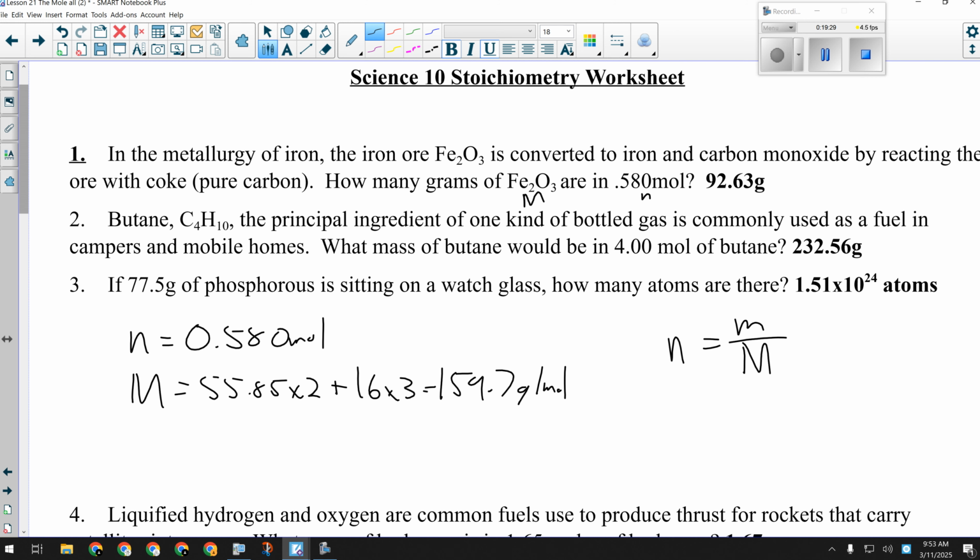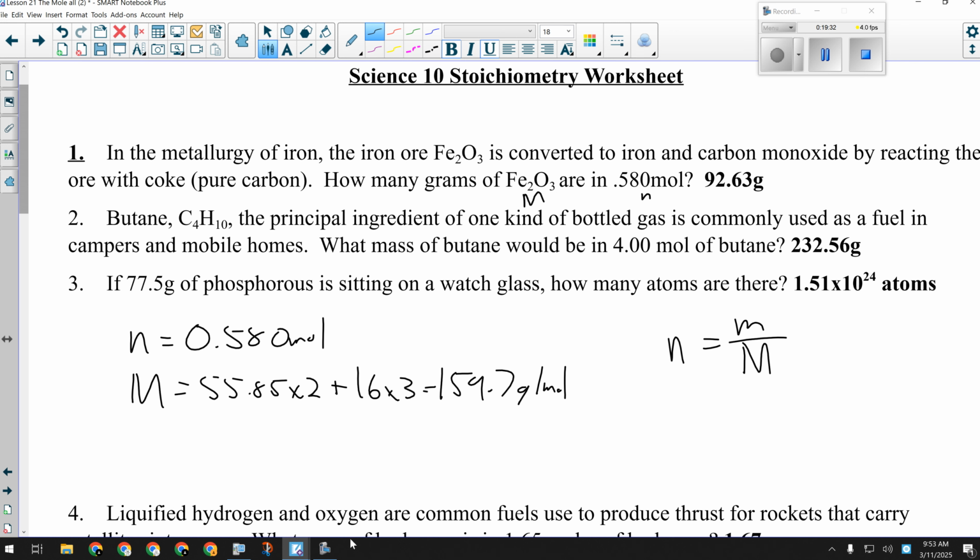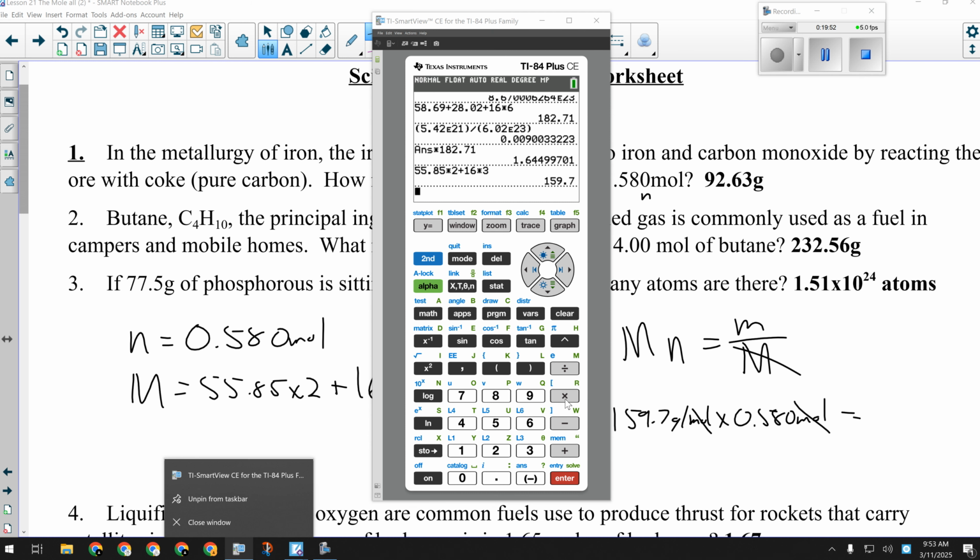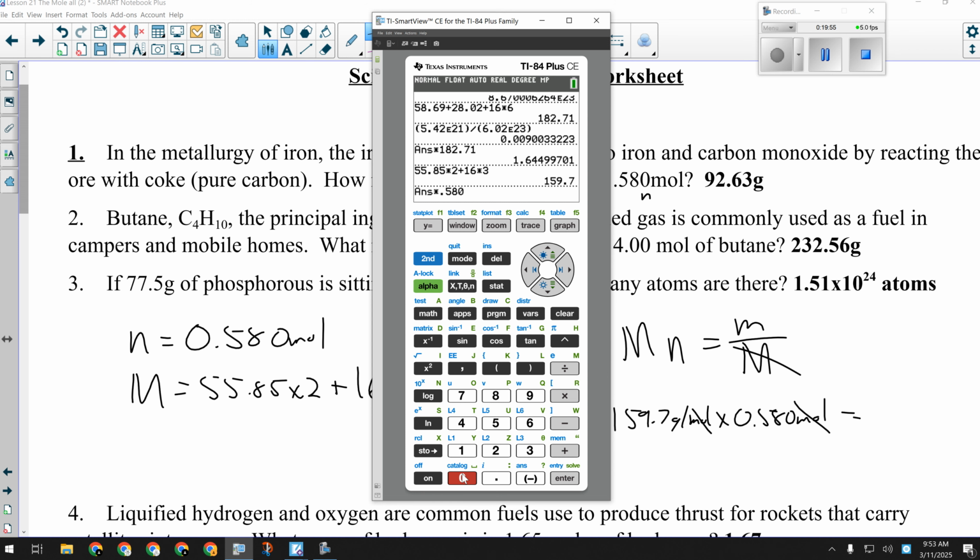All right, so I've got N and I've got big M, and I'm trying to find mass, little m. What do I do with big M? Multiply it over to the other side, right? Now that's done. Now I just plug in my numbers. 159.7 grams per mole times 0.580 moles. Moles are going to cancel, and I'll be left with grams. 92.63 grams. In the end, was that any more mathematically challenging than when I just wrote that last sentence all by itself? Not really. It just means you have to pull some of the information out of a story.